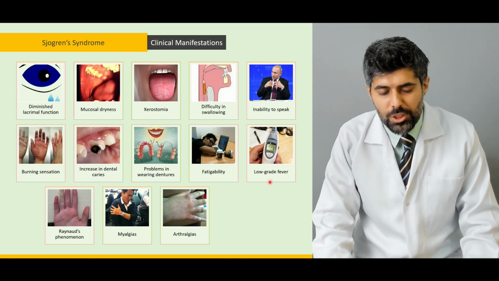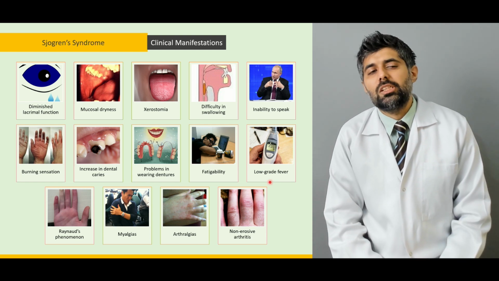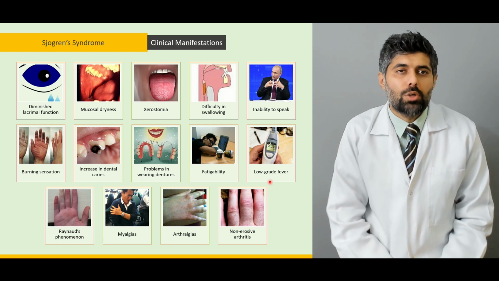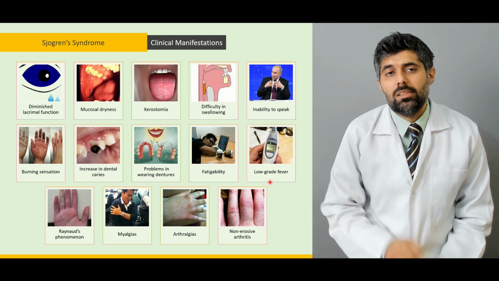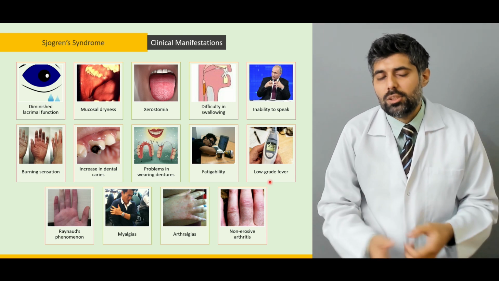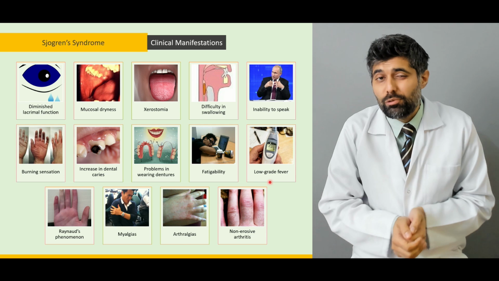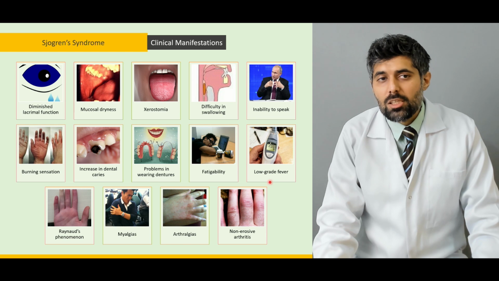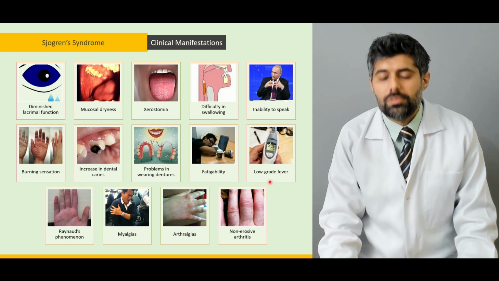Then we have the arthralgias and non-erosive arthritis. Both the arthralgias and non-erosive arthritis are again because of the autoimmunity, and because the autoimmunity in Sjogren's is slow, progressive, and is accompanied by inflammation. And because of this, patients usually have inflammation in their joints because the joints move a lot and have a lot of friction. So there is pain in the joints along with arthritis where the bone is non-erosive.